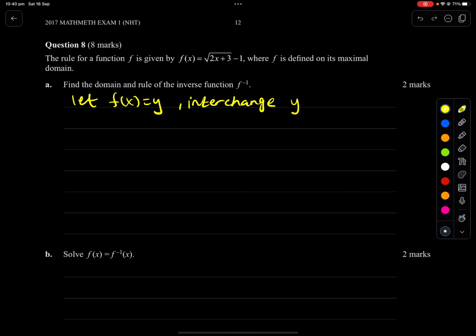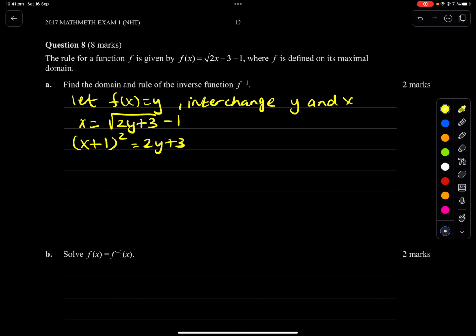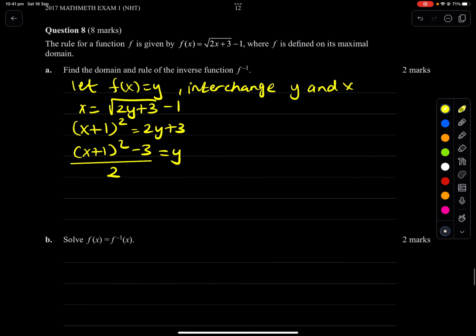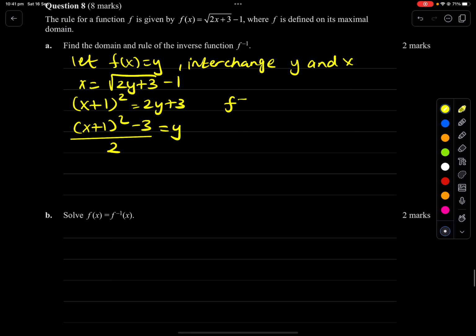Interchange y and x. So that will mean x equals square root of 2y plus 3 minus 1. So x plus 1 squared equals 2y plus 3. So it'll be x plus 1 squared minus 3 all over 2, your y. So we can say f inverse of x is (x plus 1) squared over 2 minus 3 over 2.